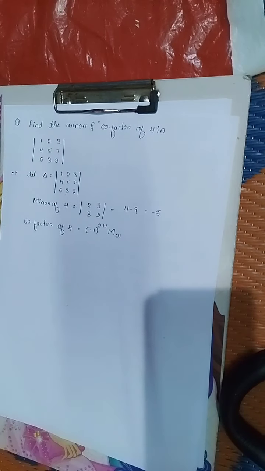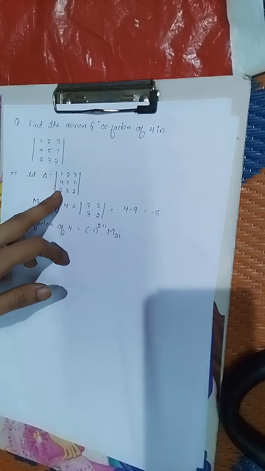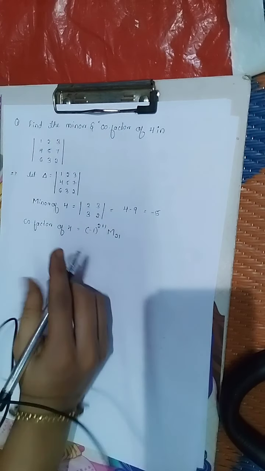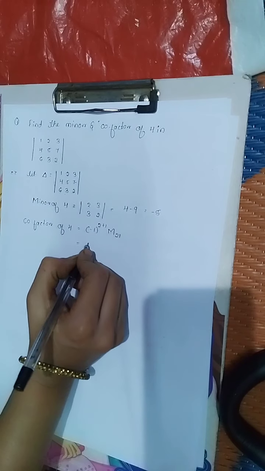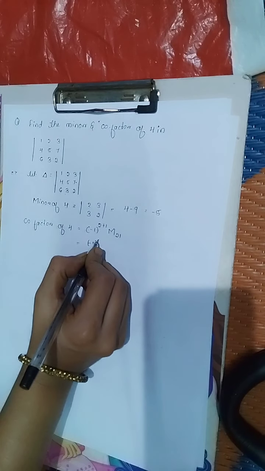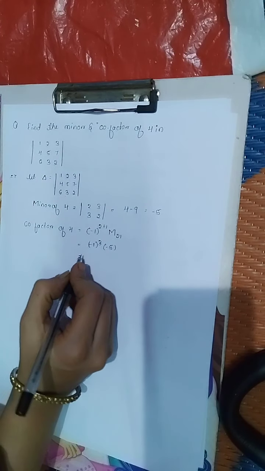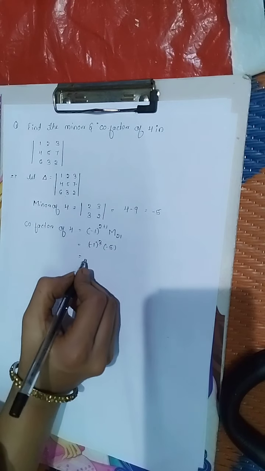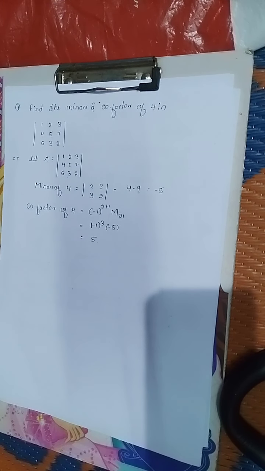M21. It means it is second row, first column, in which element 4 exists. So again we have minus 1 to the power 2 plus 1, which means minus 1 to the power 3. M21 value we already have, that is minus 5. Therefore, minus 1 to the power 3 means it is minus into minus becomes plus 5. Minor of 4 is minus 5 and cofactor of 4 is plus 5.